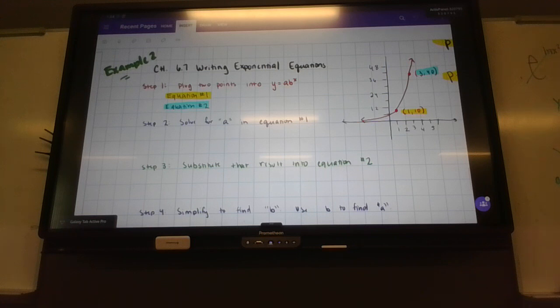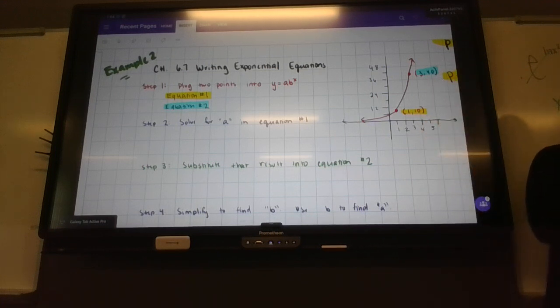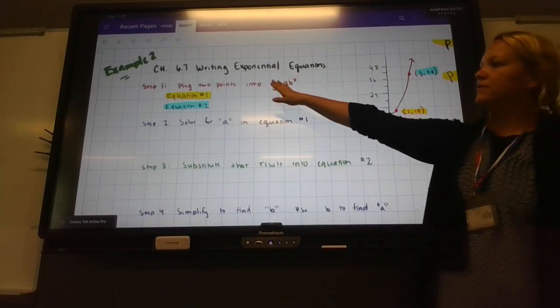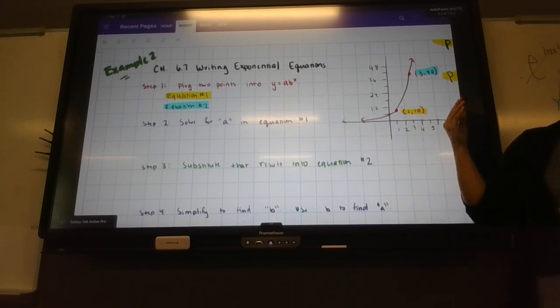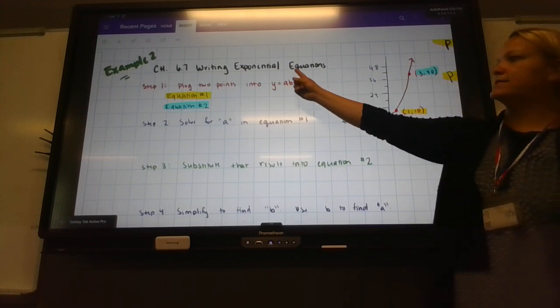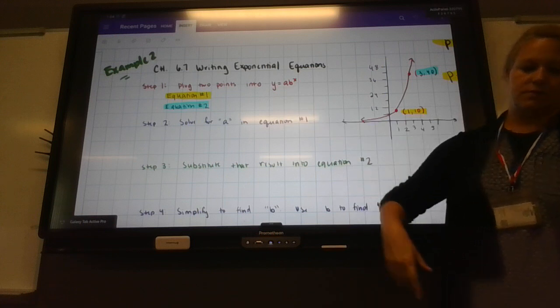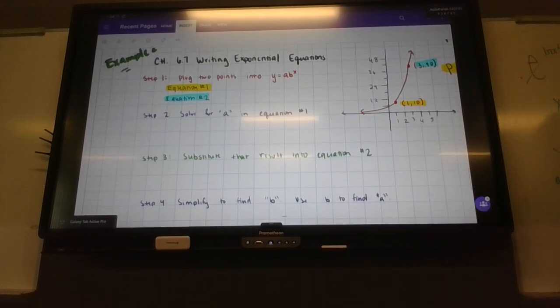So what we're gonna do is, you'll be given 2 points, and you have to know that the model you're using for your exponential equation is y equals a times b to the x. So you're gonna look at the x and y from each point and plug it in the x and y spot to write 2 equations. And then it's gonna be like solving a system of equations. We're gonna do substitution.